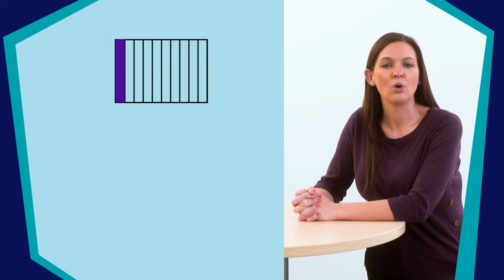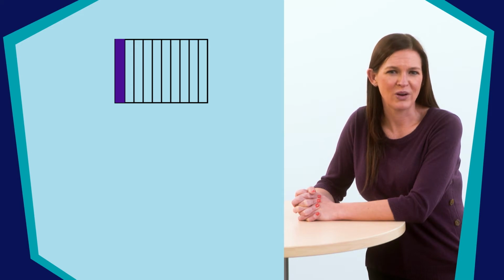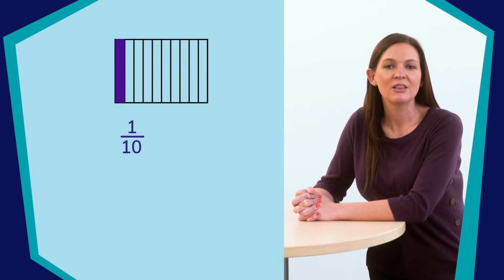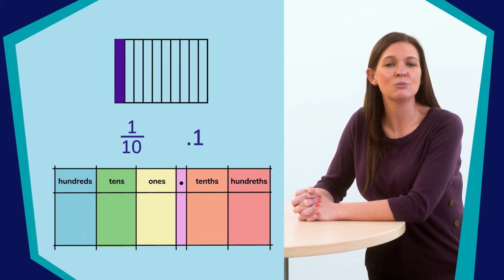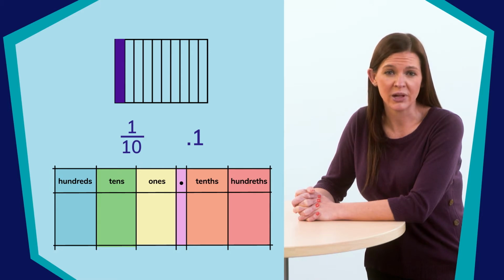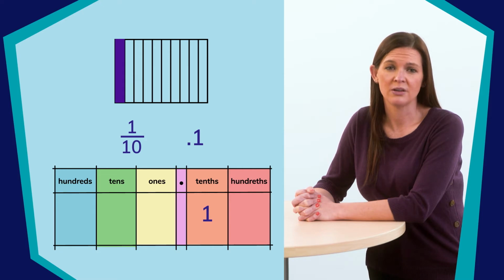The model is of a whole, divided into 10 equal pieces and 1 shaded. We already know that represents what fraction? Exactly, 1/10. And the fraction column has that written. The decimal column has it written as well. I know from looking at the place value chart that in the decimal version of 1/10, the digit 1 must be placed in the tenths place for it to have that value. Let's fill in the rest of this chart.